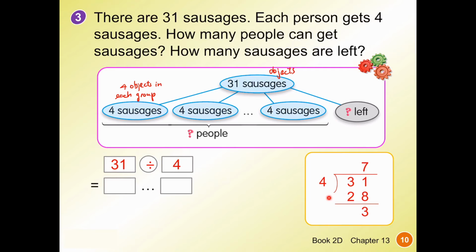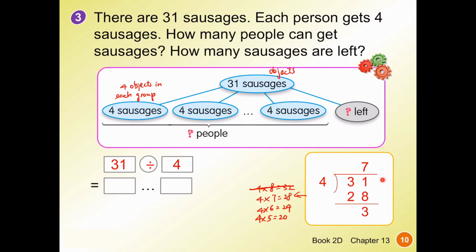And here, when we go through the multiplication table of 4, so 4 times 5 equals 20, 4 times 6 equals 24, 4 times 7 equals 28, 4 times 8 equals 32. We can ignore this one because 32 is larger than 31, so the previous one would be our answer.